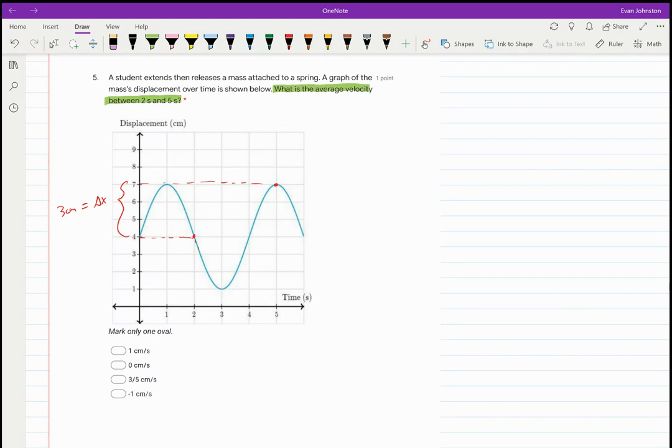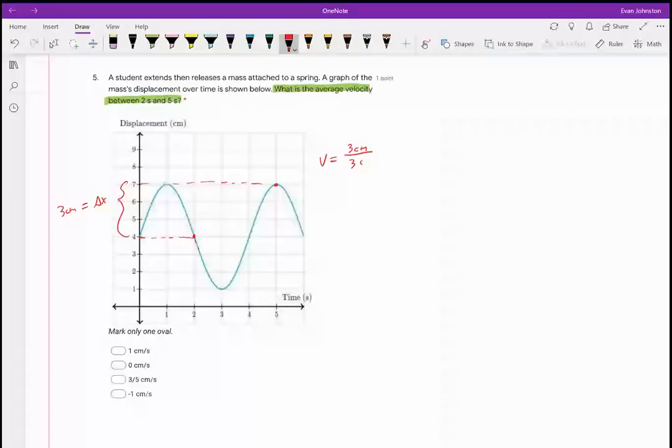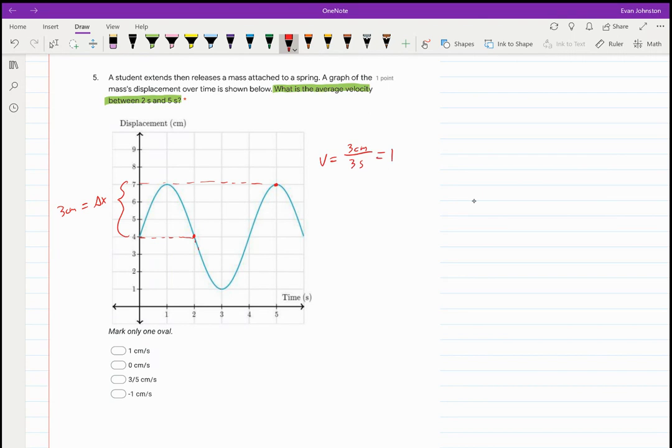So really, I have 3 centimeters of displacement change, and in time, we have from 2 seconds all the way over to 5 seconds. That's 3 seconds of time. So really, our velocity here is a displacement change of 3 centimeters and a time change of 3 seconds. So that gives us 1. And since it's going from a smaller to a bigger displacement, it's going to be positive. So 1 centimeter per second.